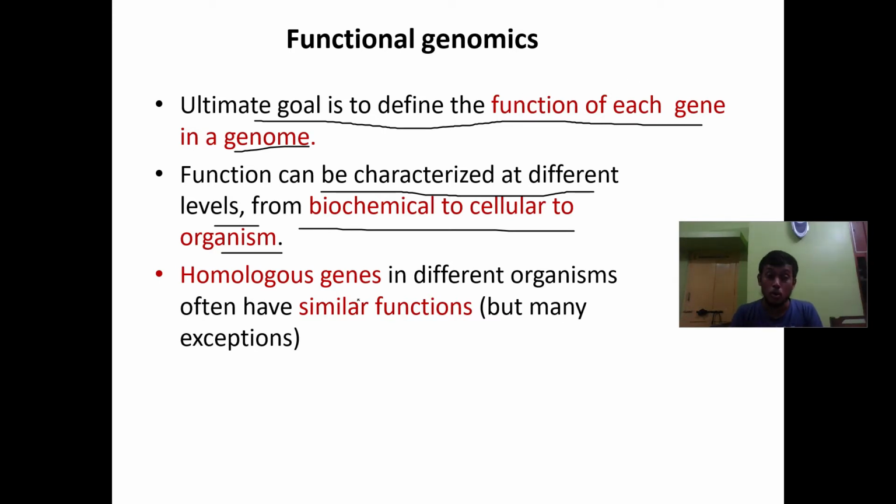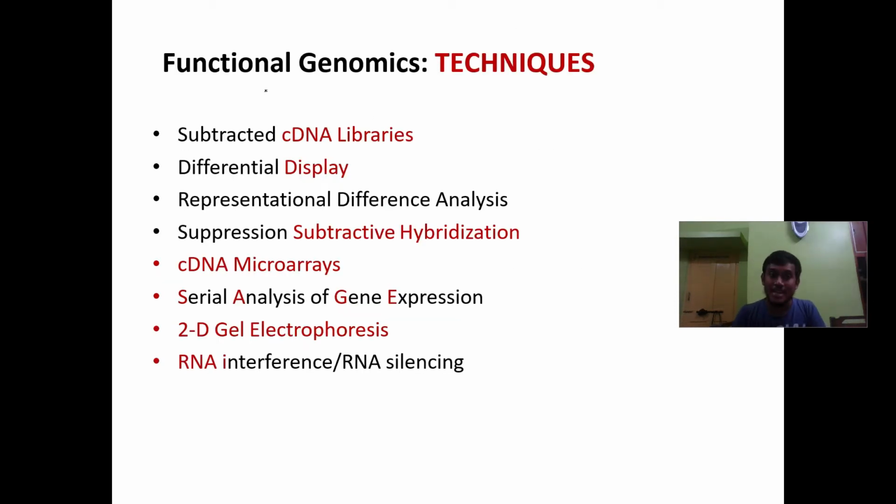Also, homologous genes in different organisms often have similar functions. The name homologous suggests that there is a similarity, but there are many exceptions as well. There are different techniques under functional genomics. As we talked about in the first slide, there are different techniques for extracting gene expression, regulation and mutagenesis. We'll get deep into those methods right now.